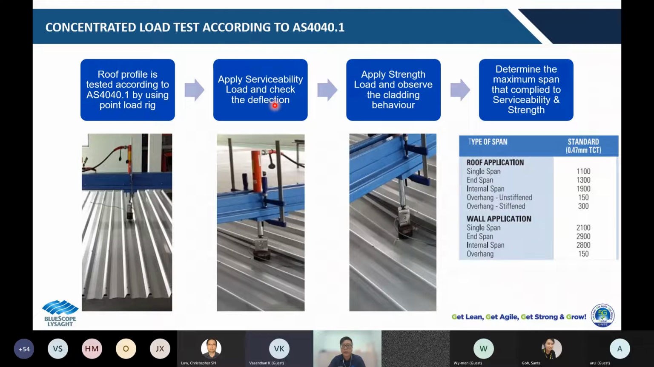So upon the serviceability test being completed, we move on to do the strength test. We apply the strength load onto the cladding, then observe the cladding behavior. If the cladding stays in good condition, it is deemed pass. However, if any failure mode is observed, the strength is failed. All right. So once we complete the test, we determine the maximum support spacing in the serviceability and also the strength, then we will publish it into our brochure.